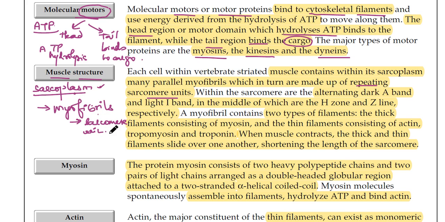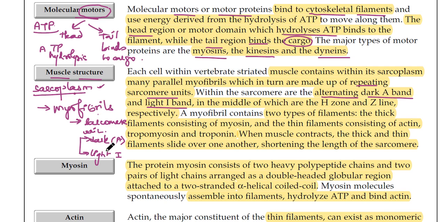What is the structure of each sarcomere unit? Within the sarcomere are alternating dark A bands and light I bands. Within the sarcomere, what we will see is the dark band and the light band. The dark band is the A band and the light band is the I band.